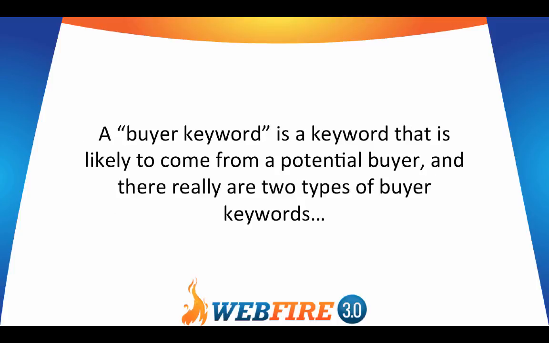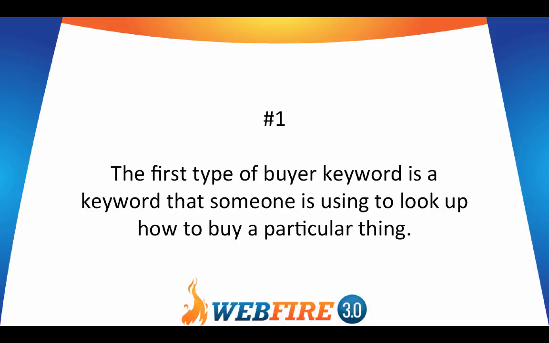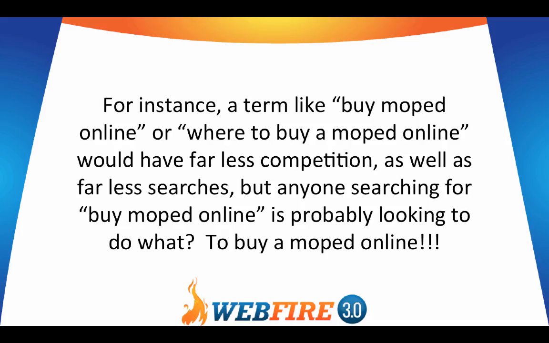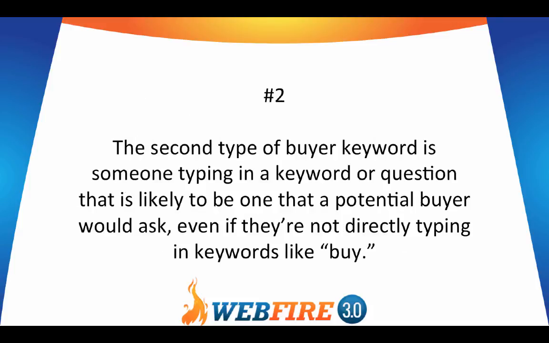A buyer keyword is a keyword that is likely to come from a potential buyer, and there really are two types of buyer keywords. The first type of buyer keyword is a keyword that someone is using to look up how to buy a particular thing. For instance, a term like buy moped online or where to buy a moped online would have far less competition as well as far less searches, but anyone searching for buy moped online is probably looking to do what? To buy a moped online.